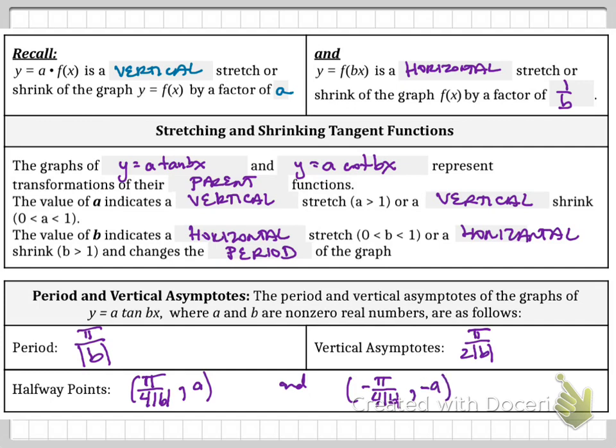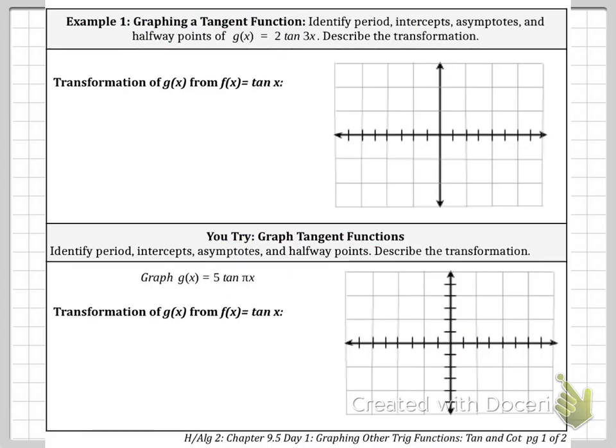Now I give these to you, and you probably may not use them because you really just have to think about what is the period, then you cut it in half in order to figure out the asymptotes, and you cut it in half again to find out what the halfway points are. So that's really what you have to think about when you're graphing tangent. So here is an example. Let's graph g of x equals 2 tangent of 3 of x.